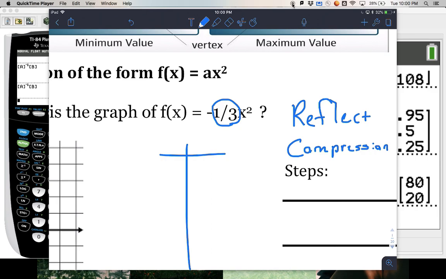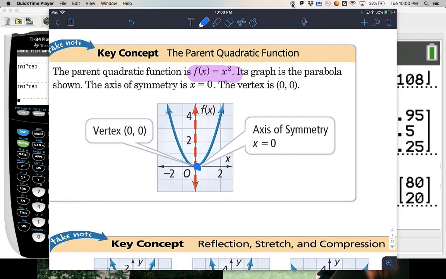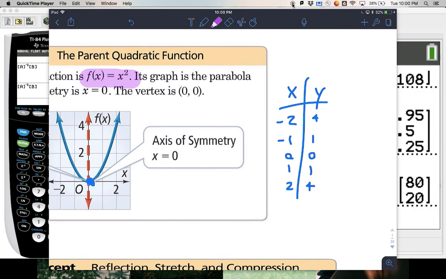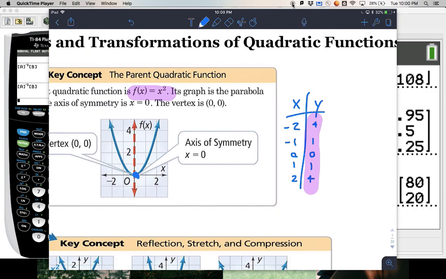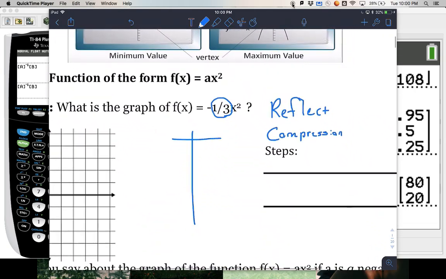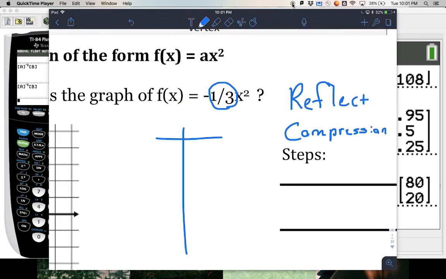So typically with your parent function, if you go back up here, you have points like this right here. We'll write the table off to the side. Typically, you're going to have something that looks like this. So 0 squared is 0, 1 squared is 1, 2 squared is 4, -1 squared is +1, and then -2 squared is +4. So what a vertical compression does is it takes every y value and makes it 1/3, or whatever the number is. In our case, 1/3 as high. So we can take that same table and just do 1/3 of it.